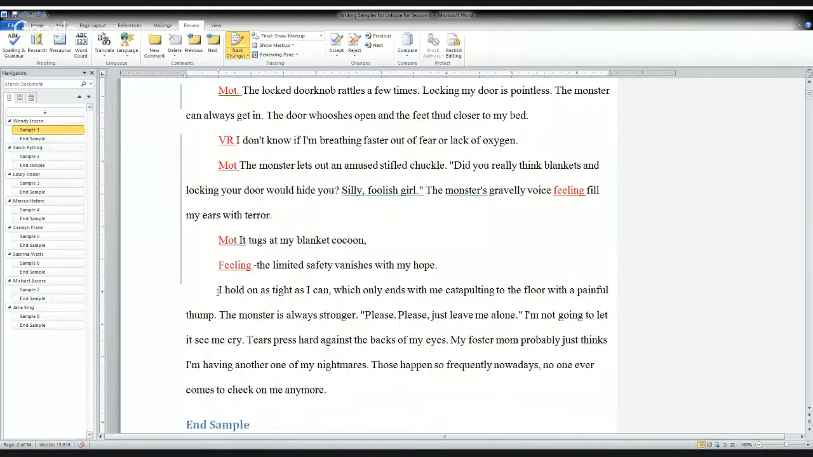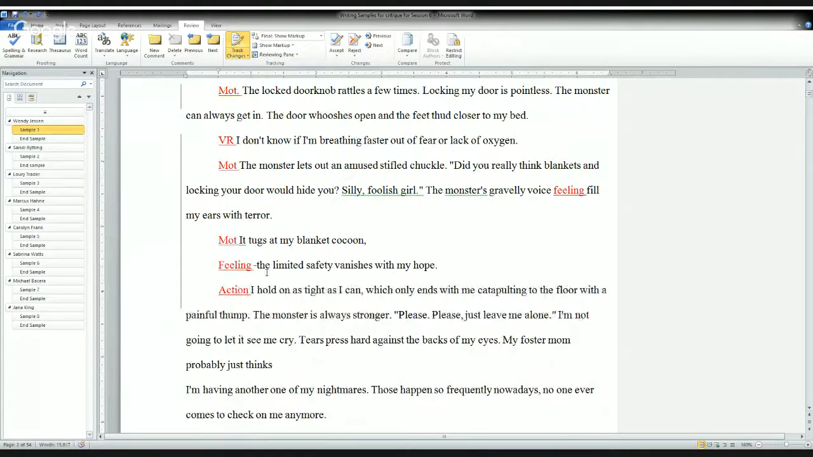Now that's our first action right there. It only ends with me catapulting to the floor with a painful thump. And again, that's kind of more motivation, but whatever. The monster is always stronger. Please leave me alone. We're still in action. She's still reacting. Right. I'm not going to let it see me. And she's analyzing. Tears press hard in the back of my eyes.